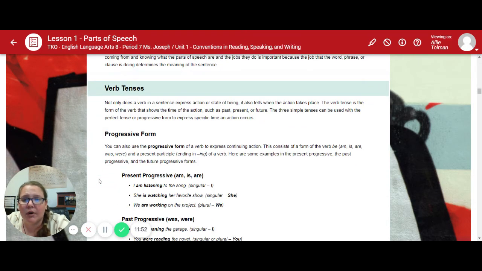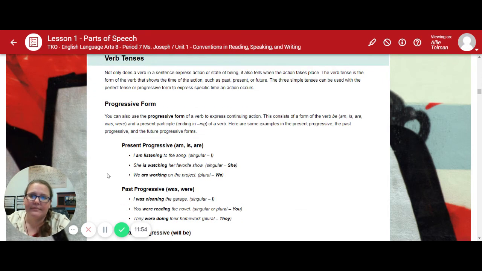We're going to move forward to verb tenses. Not only does a verb in a sentence express action or state of being, it also tells when the action takes place. The verb tense is the form of the verb that shows the time of the action, such as past, present, or future. The three simple tenses can be used with the perfect tense or progressive form to express the specific time an action occurs.